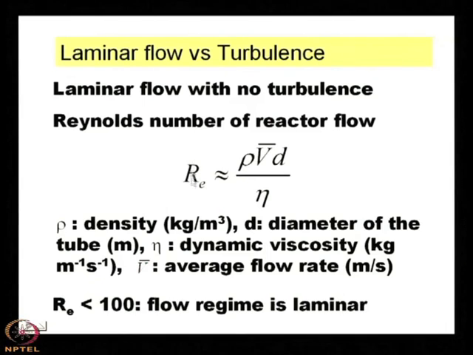What is Reynolds number? Reynolds number is given by rho V bar d by eta. What is rho? Rho is the density. I have given the unit also, kg per meter cube. It is the density of the gas. In this case, it is basically a mixture of gases. It is not a single gas. Suppose if you use one single gas, say silane, then it is the density of silane.